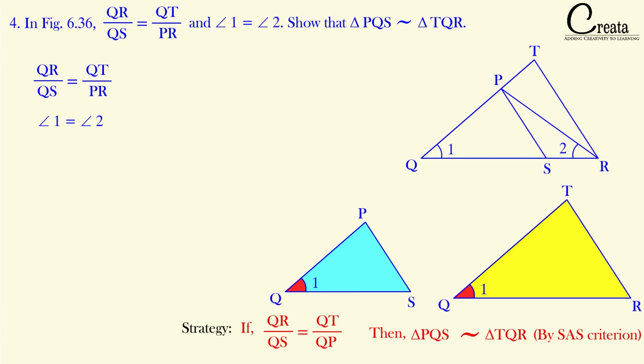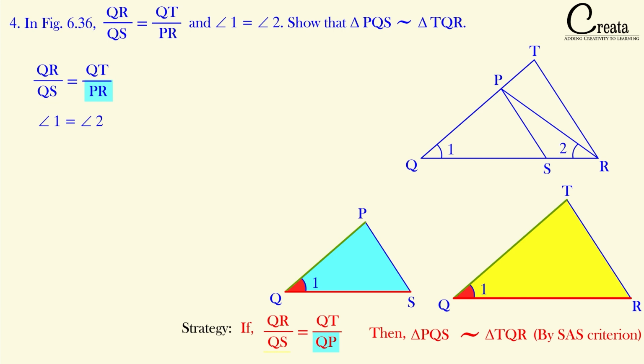So let's take the corresponding sides. Here QR corresponds to QS and QT will correspond to QP. So the corresponding ratio that will form is QR upon QS is equal to QT upon QP. Somehow we have to get this equation. Let's see how we can get this equation. Once we get this equation, by SAS rule we can simply say both the triangles are similar to each other. Let's see. Here in the question it is given QR upon QS is equal to QT upon PR. If we compare both of these, here the three terms are matching. Here only the terms PR and QP are not matching with each other.